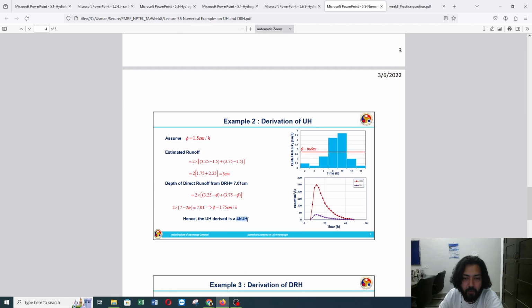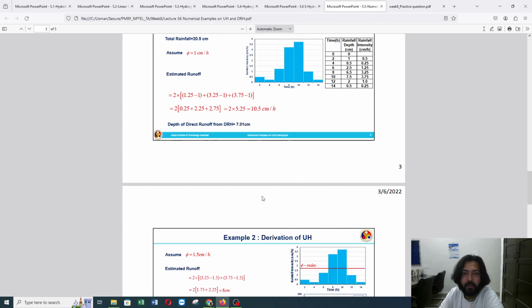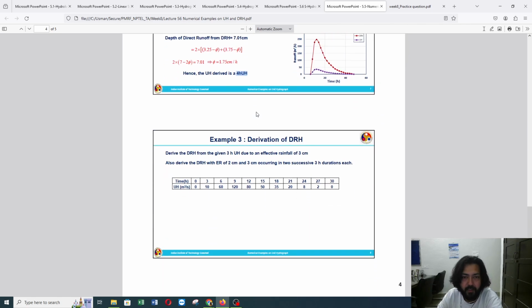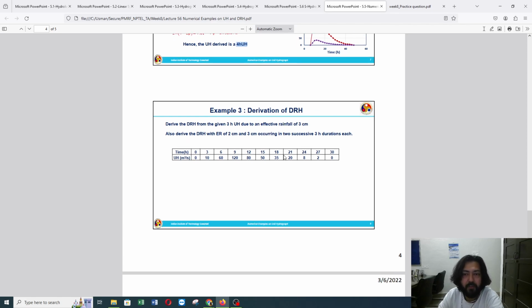And why is it for 4 hours? Because when the value of phi is 1.75, only 2 pulses are active, that is of 3.25 and 3.75. So 2 hours of this and 2 hours of this, which is 4 hours. So that's why we can say that the unit hydrograph that we have derived here is a 4-hour unit hydrograph, right? So this was a problem based on how to derive a unit hydrograph.